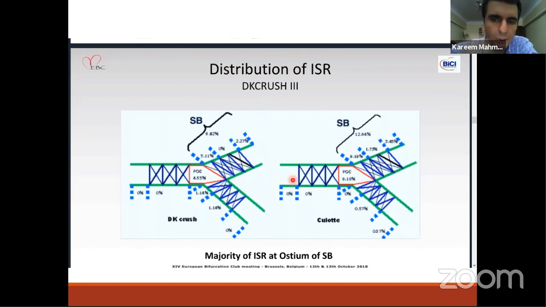I think he was speaking about the most common site of in-stent restenosis observed in the DK Crush and the Culotte technique, and the most common site is the ostium of the side branch. This diagram showed that the area of confluence was associated with the most common incidence of side branch stenosis, and the side branch stenosis in the Culotte technique was 12%, and in DK Crush 3 was 6%.